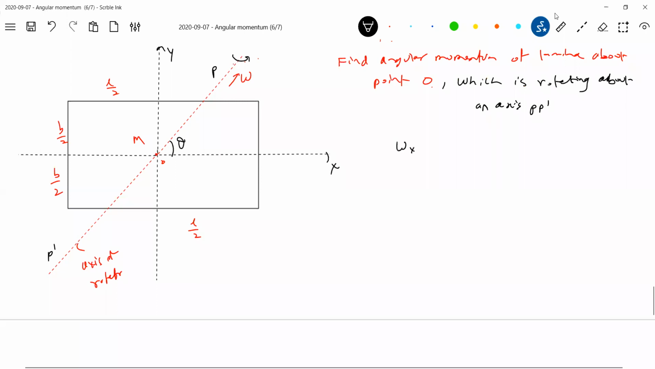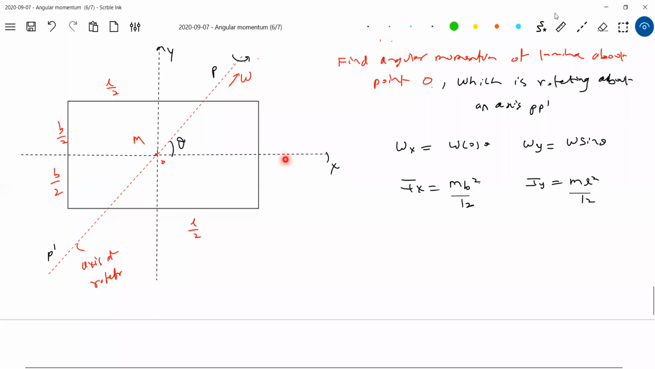So first, let me calculate angular velocity about the x-axis, omega cos theta. Can you resolve omega? Omega is a vector, an axial vector. So I can resolve it. Then what is the moment of inertia about the x-axis? m b square by 12, and about the y-axis, m l square by 12. Already we have discussed the moment of inertia of this lamina about the x-axis, m b square by 12. About the y-axis, it should be m l square by 12.